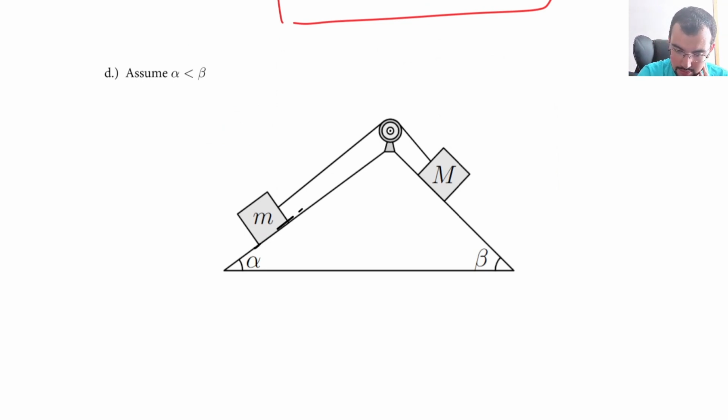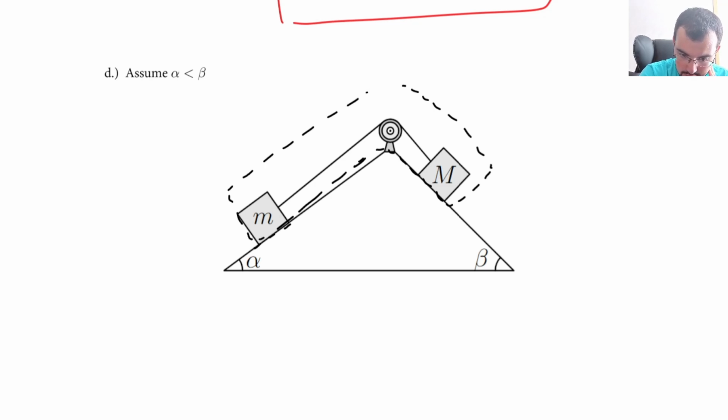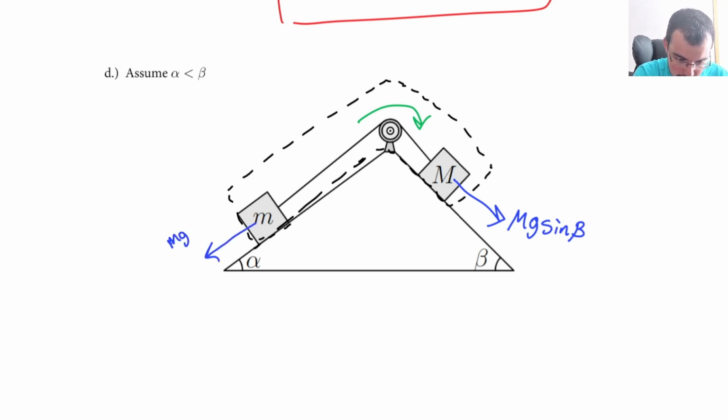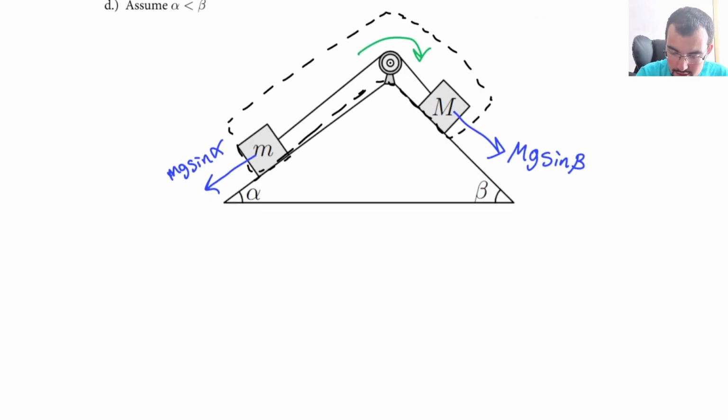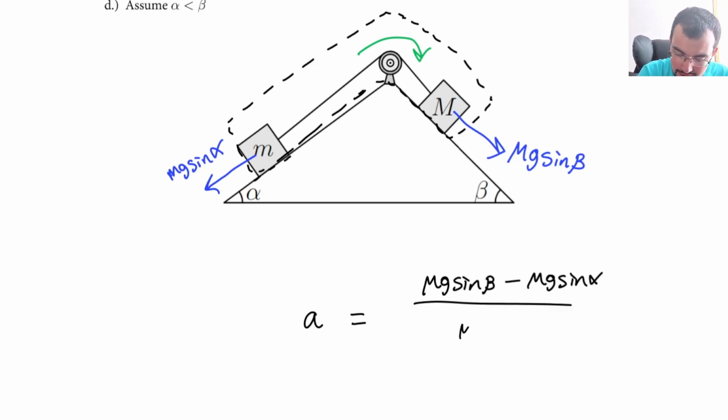Now we got a double ramp. It says assume the ramp angle beta is bigger. So here we get part of its weight pulling down, going this way. Here we have part of its weight going down. Smaller mass and smaller ramp angle means the alpha side is definitely losing. So the acceleration is just the helping component minus the hurting component divided by the total mass.